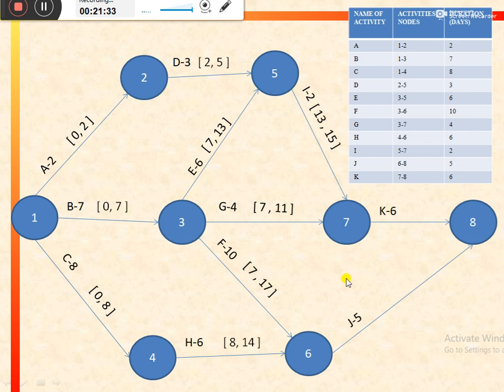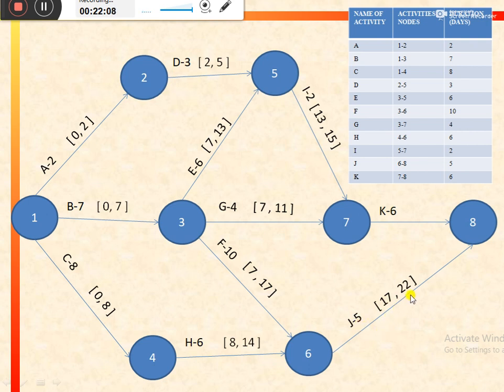Now similarly for activity J, there are two preceding activities or two former activities, activity F and activity H. Now again we need to consider the highest earliest finish for the preceding activities. So highest earliest finish is for activity F, that is equal to 17 in comparison to H, that is equal to 14. So we would consider the highest earliest finish, that is 17. And earliest finish time for J would be equal to 17 plus the duration of the activity, that is 5, that is equal to 22.